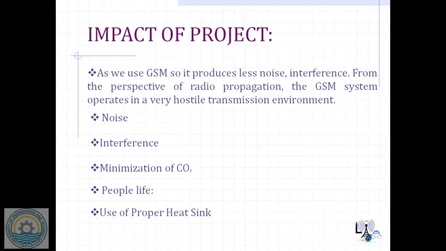Coming towards people's life. The project will prove to be a source of mental relaxation for the people, as they will own the security of their car by themselves. Use of proper heat sink.